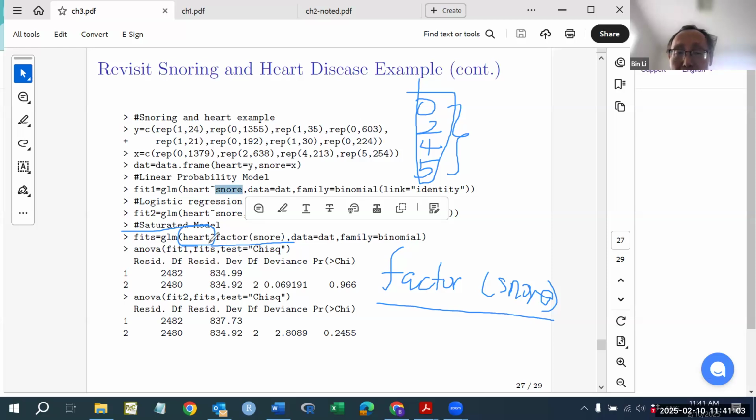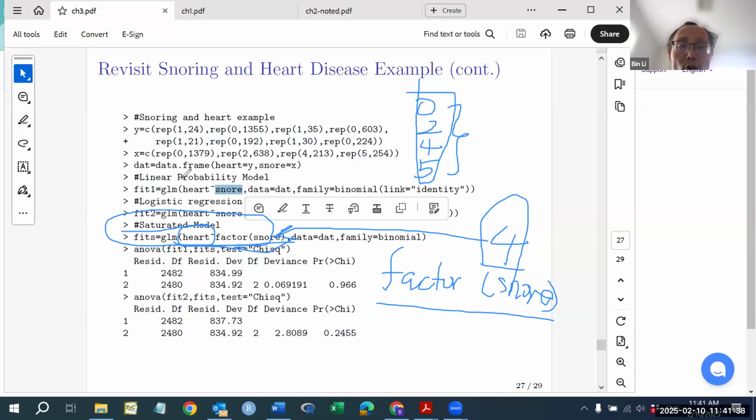Okay, so how many parameters do we have for the saturated model? It's not difficult to find, right? We have 4 levels, 0, 2, 4, 5. So each level we modeled it, so we have 4 parameters used in this model. You may ask why 4? Because each level we modeled a heart disease rate. So how many parameters? Of course, it's 4. Is that right? Each level we have 1.